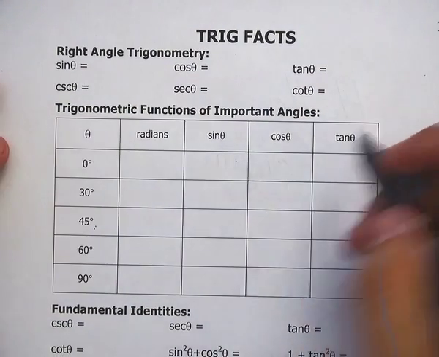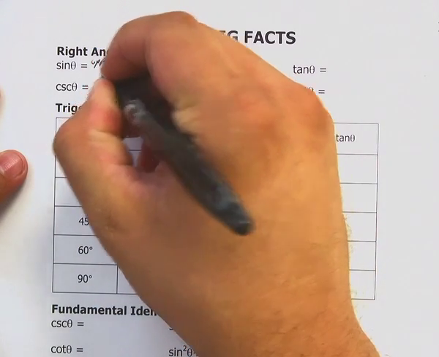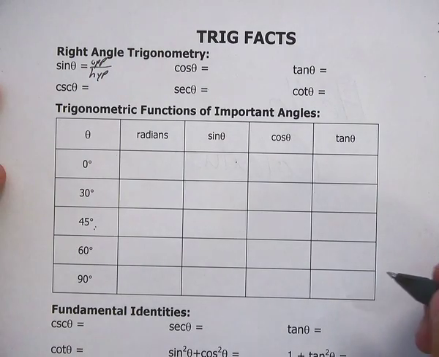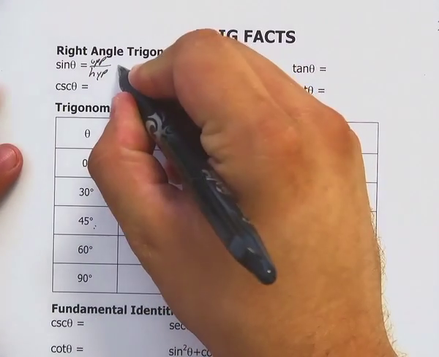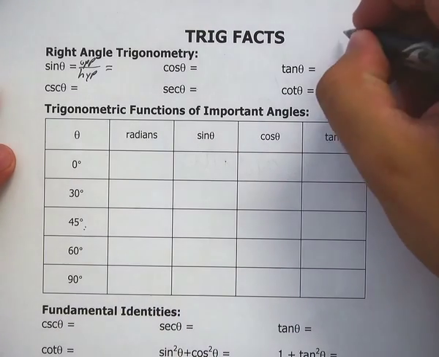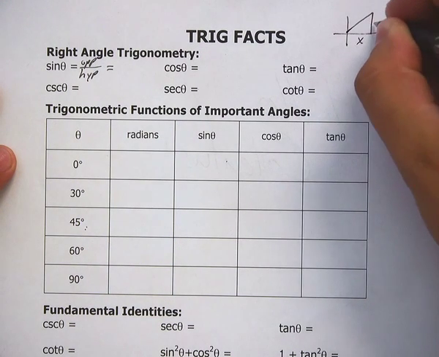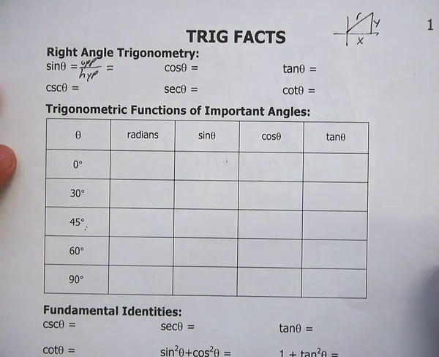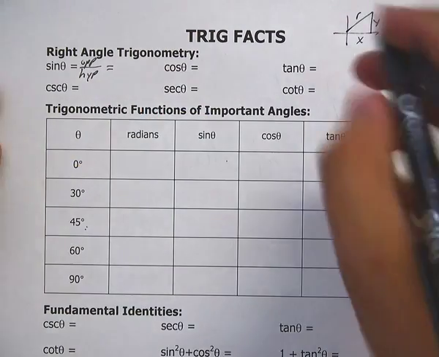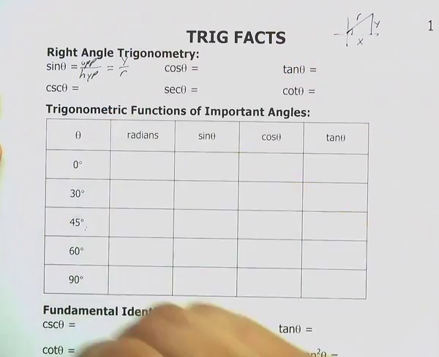So sine, most of you remember from last year, is the opposite over the hypotenuse, OPP over HYP. We also remember the unit circle, which looks something like this. You had your x value, your y value, and your r value. Your opposite here is the opposite of this interior angle, so it's going to be your y over r.